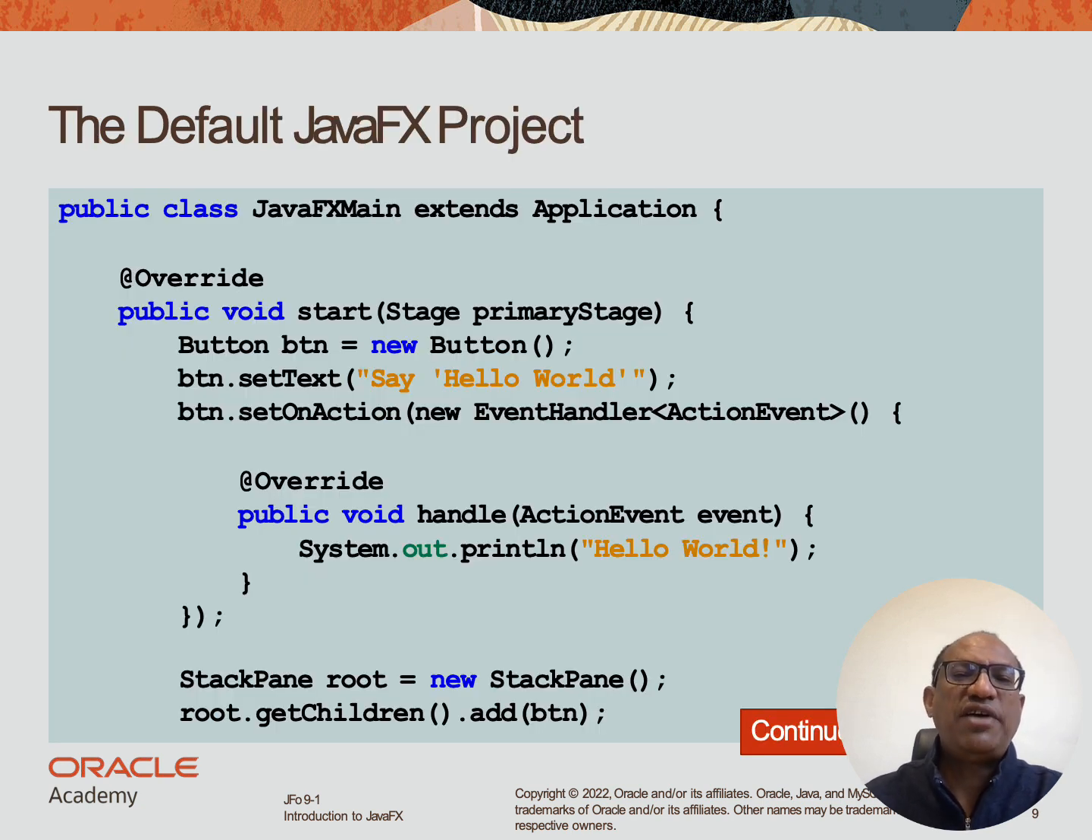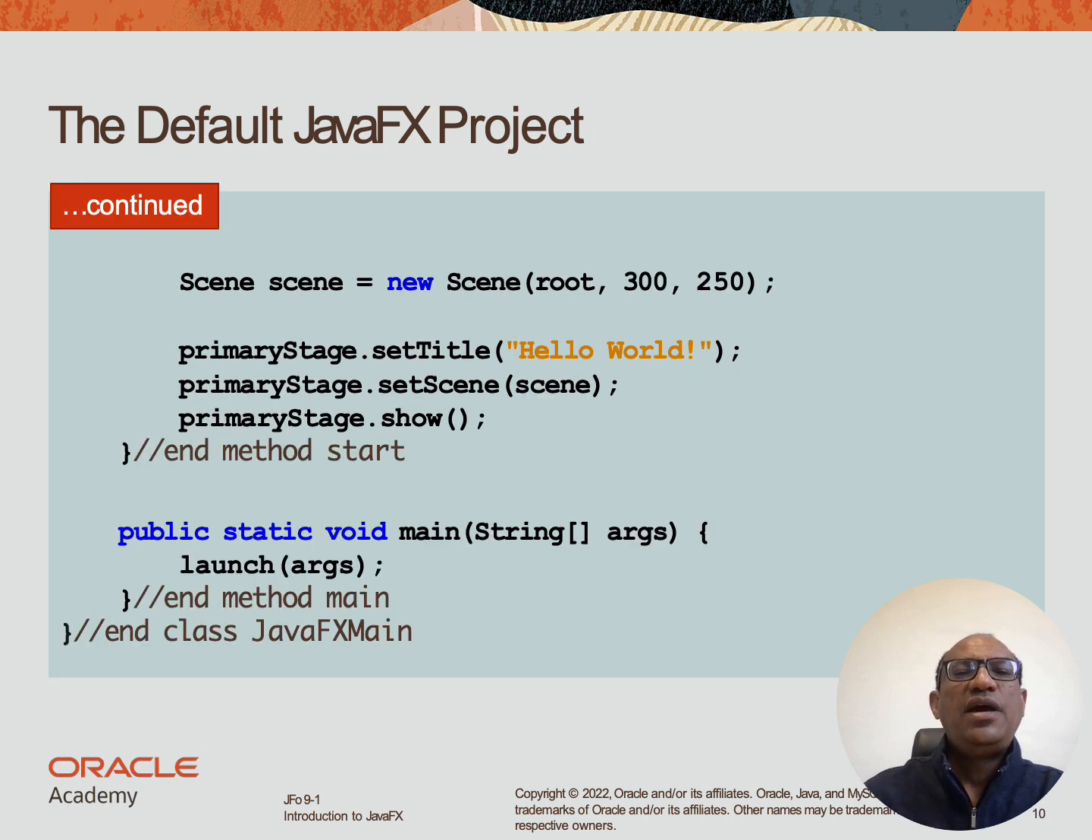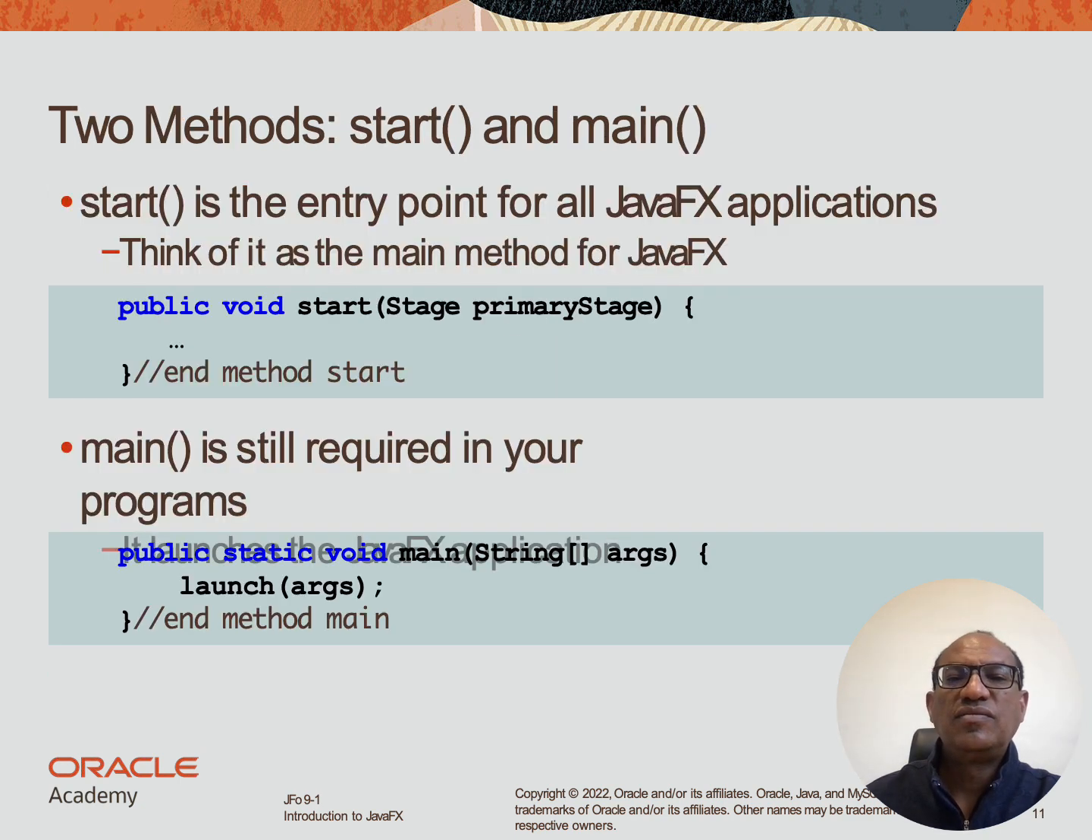Here's the default JavaFX project skeleton. Here is a continuation of the default JavaFX project skeleton. Let's break it down. The start method is where your GUI logic goes. It's like the main method for JavaFX. The main method still exists, and it just launches the app.